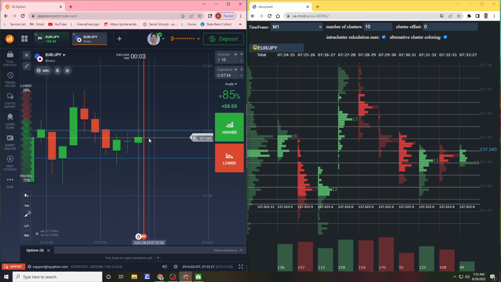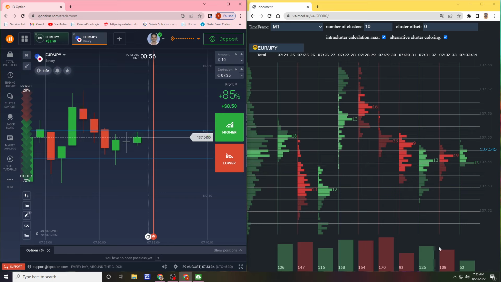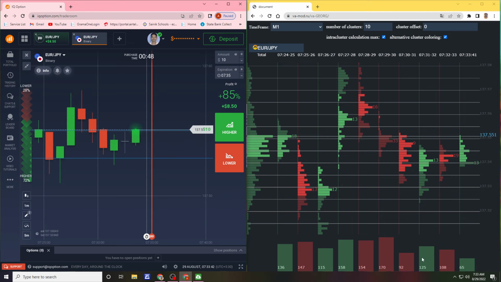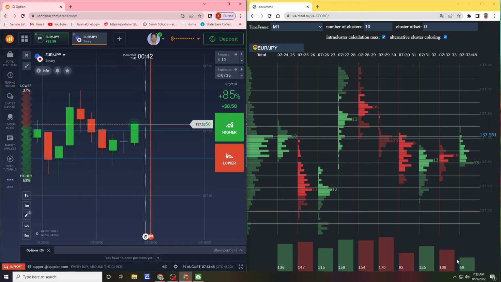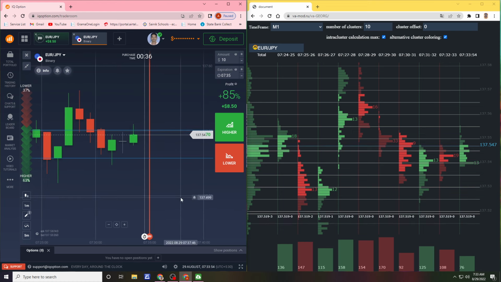Okay, the market comes here. You also have to watch the volumes and how they are forming here. If the buyers test with high volume, a high previous candle volume, I will go with the sell option here.